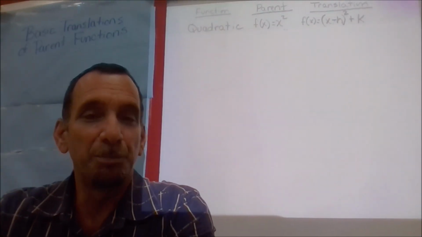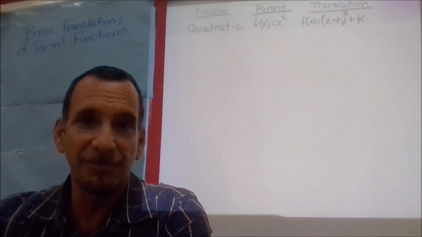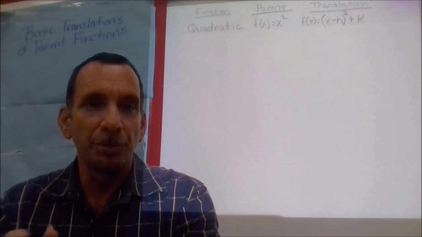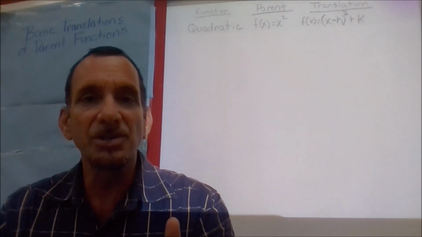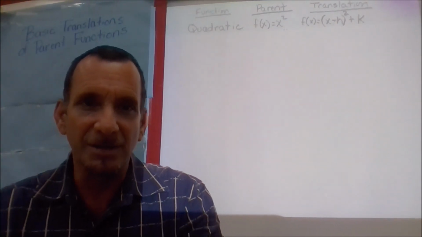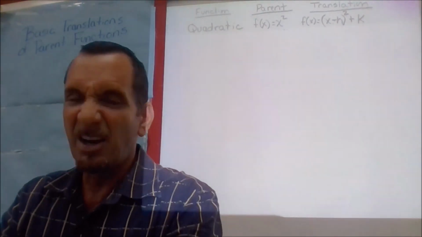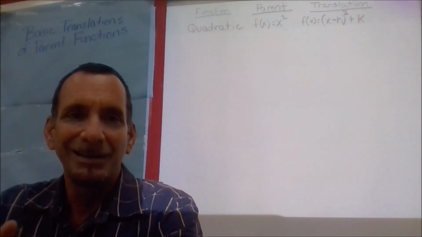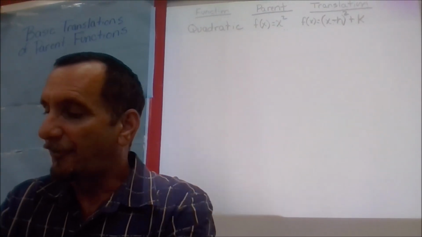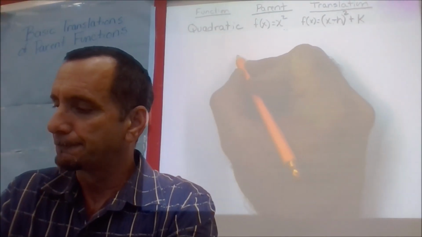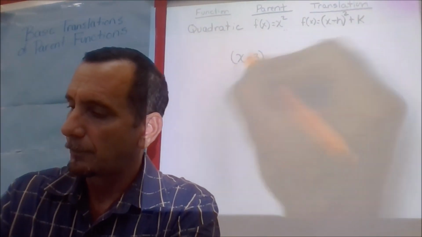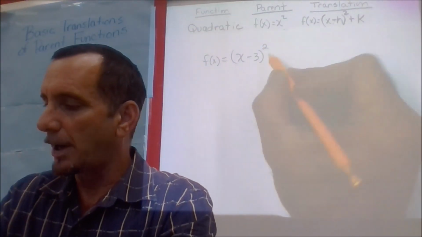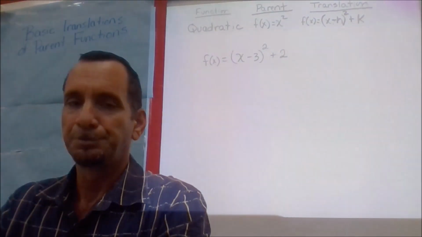Now let's just talk briefly about how to use these formulas and translate left or right or up or down from the parent function. And we're just going to describe the translations. So the first one, I'll give you an example, and then maybe we can work through some other ones using this one as a model. The first one, let's say f of x equals (x minus 3) squared plus 2.